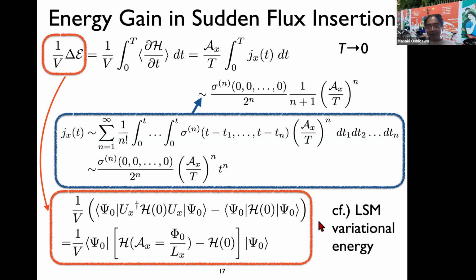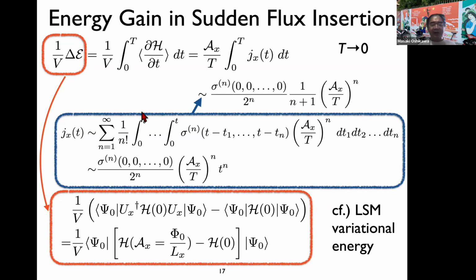And if you are not familiar with the so-called Lieb-Schultz-Mattis theorem, you don't have to care. But if you are familiar with the so-called Lieb-Schultz-Mattis theorem, then this difference is nothing but the famous variational energy increase in the original proof of the Lieb-Schultz-Mattis theorem, which might be of interest for some of you. Anyway, but then we can compare this energy increase due to sudden flux insertion with this formula.